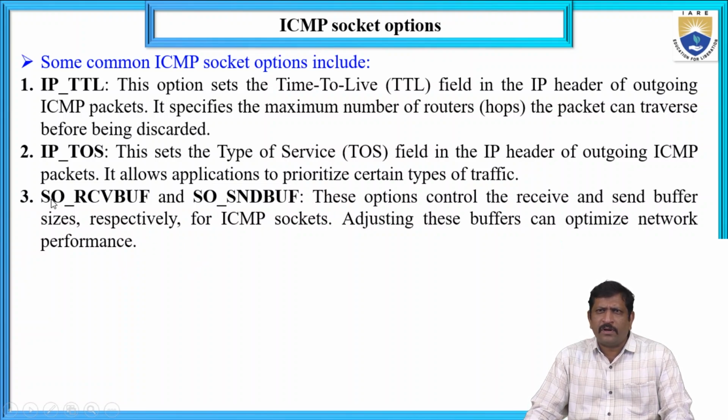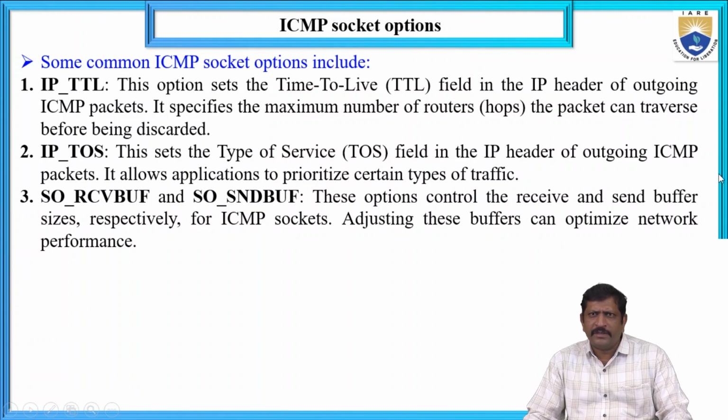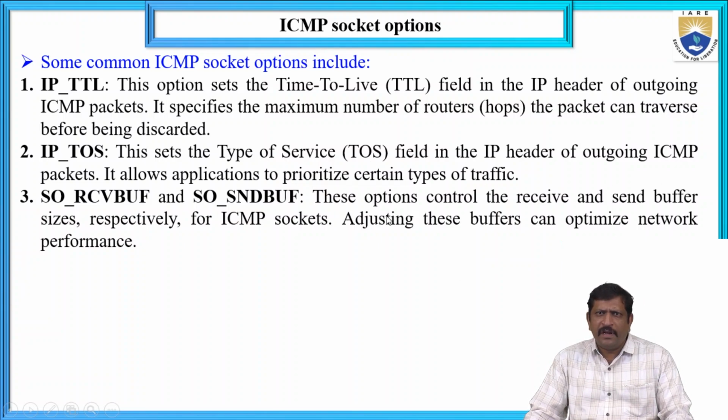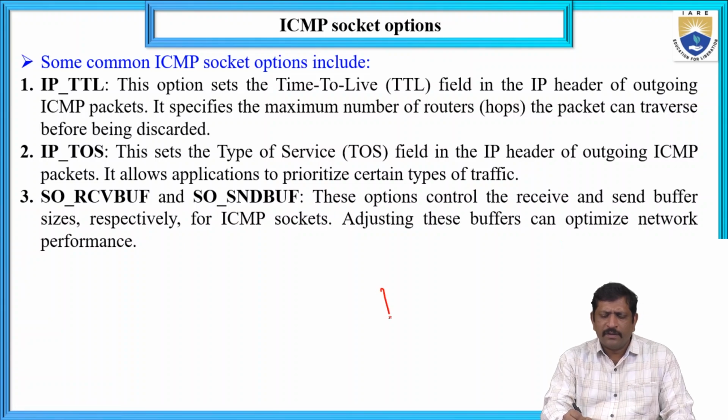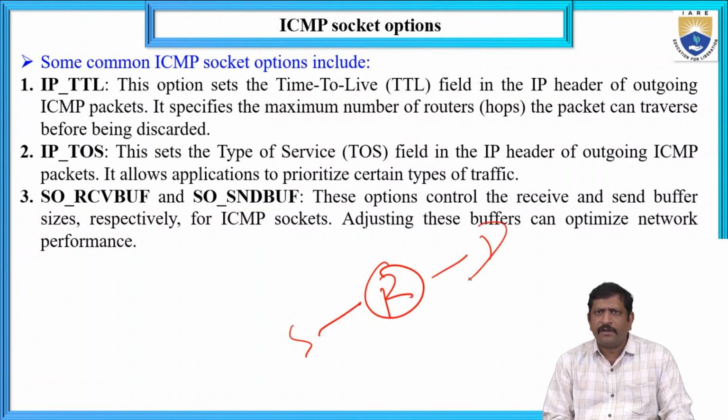These two options control the receive and send buffer sizes. In ICMP sockets, adjusting these buffers can optimize network performance. Generally, the buffer can become full. If you see here, via this router, the source is sending information to the destination.